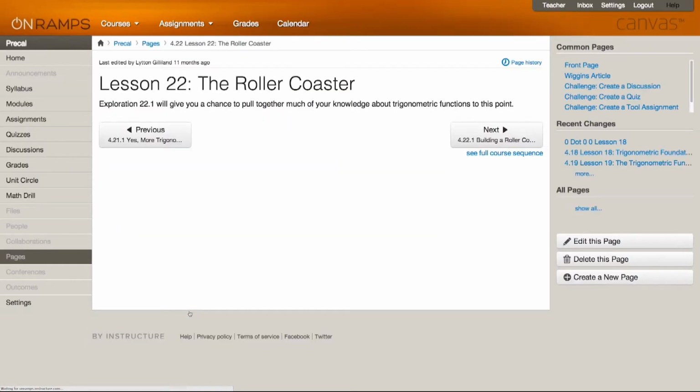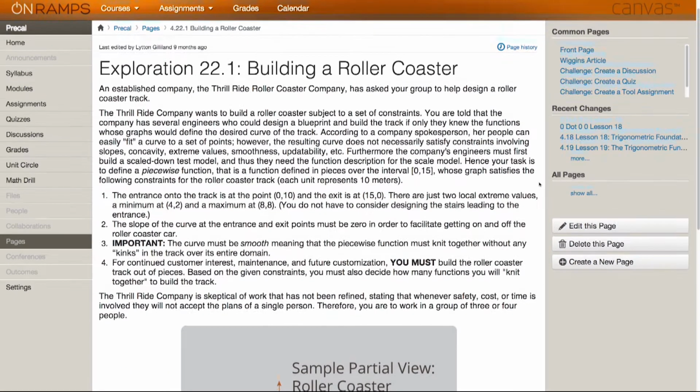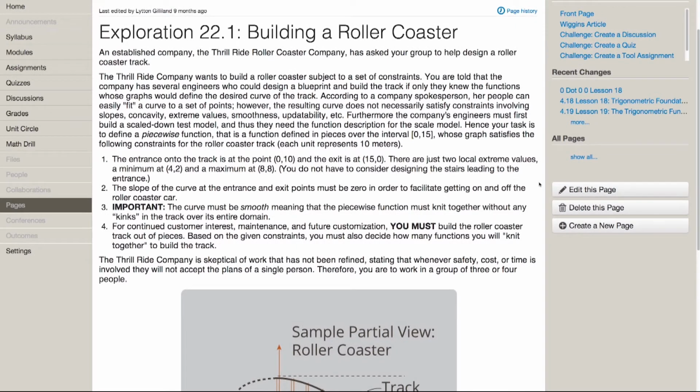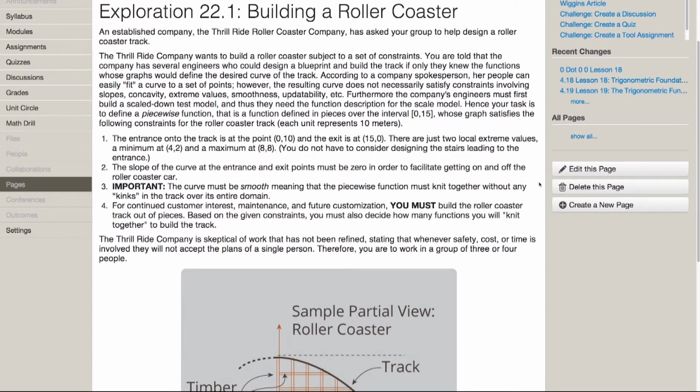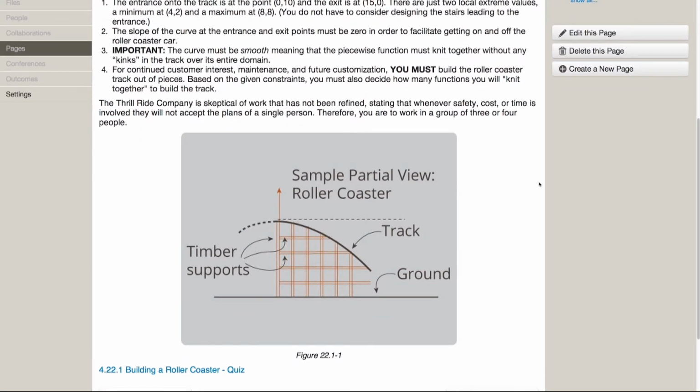In this task, students create a piecewise function comprised by a set of trigonometric functions in order to make a roller coaster. They are given a context from the Thrill Ride Roller Coaster Company to design the track and are given the following constraints. The entrance onto the track has to be at point (0, 10). The exit is at (15, 0).